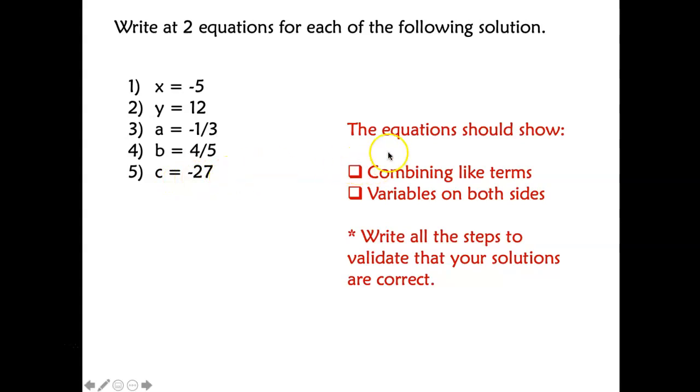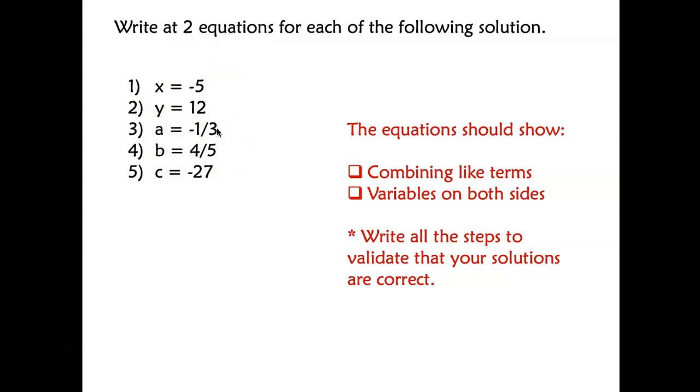Okay, one equation will be to show combining like terms, and one equation is variables on both sides. Okay, then write all the steps from the equation that you have written. Write all the steps as the solution so that I will see clearly that you end up with the solution that are given to you over here. So in total, you will be writing 10 equations.